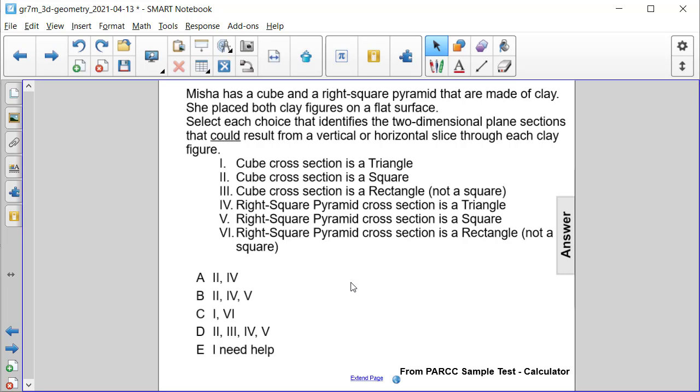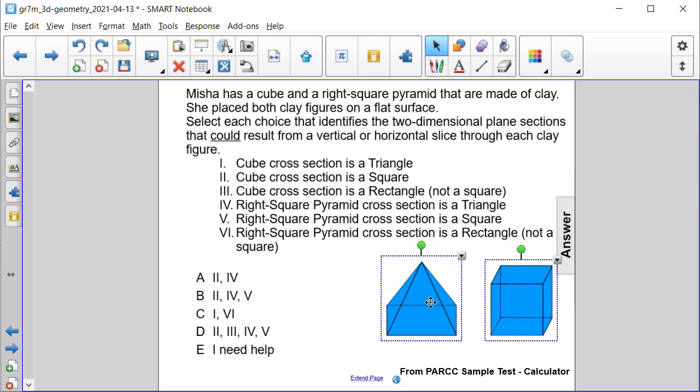Misha has a cube and a right square pyramid, which are made of clay. She placed both clay figures on a flat surface. Select each choice that identifies the two-dimensional plane sections that could result from a vertical or a horizontal slice through each clay figure. Well, let's start by bringing in some diagrams that can assist us with this problem.